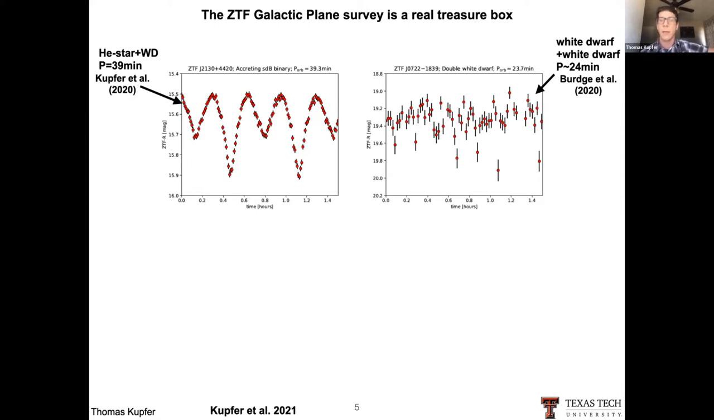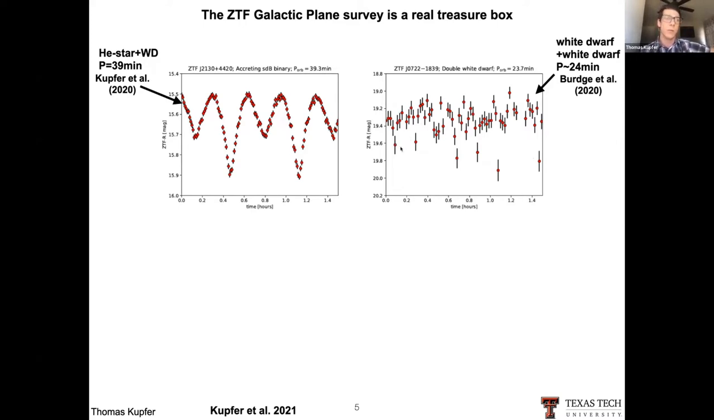And another thing is, on the right, you see this is actually a 24-minute double white dwarf published by Kevin Burdge. And you see these little dips down here. These are actually eclipses. So this is a double white dwarf with a period of 24 minutes, and we see this from the eclipses. And you also see here why these high cadence data are so important, because these eclipse durations are like 1 minute or even less, and you really have to stay on the field to exactly get this 1 minute eclipse time.